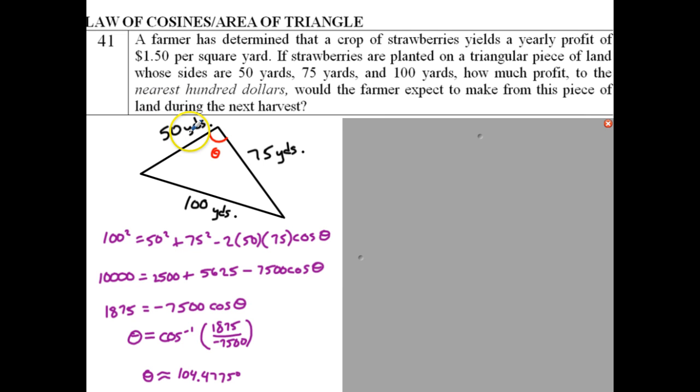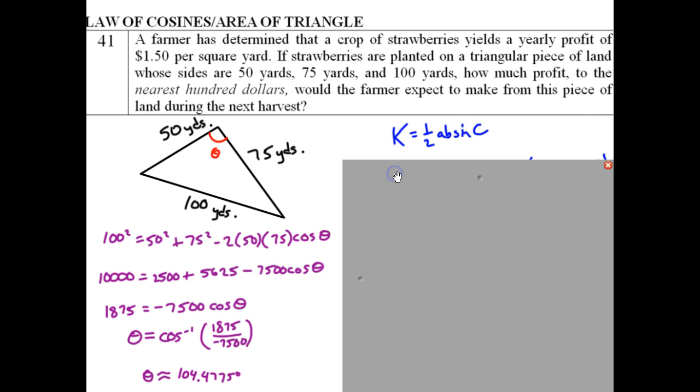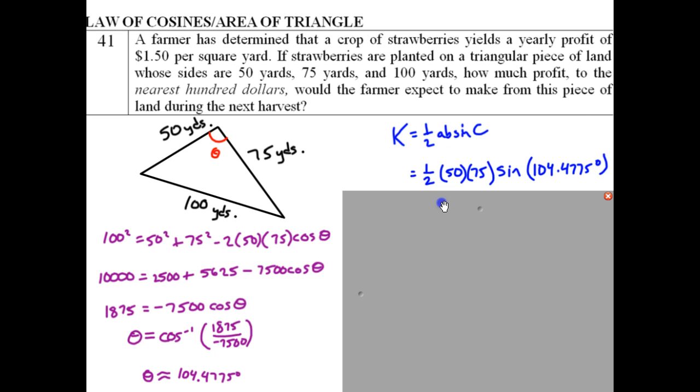Next, I need to find the area. Now I have an easy question to do. It's side angle side. To find the area, we use 1/2 AB sine C, where C is the angle in between sides A and B. Sub in the stuff we know.